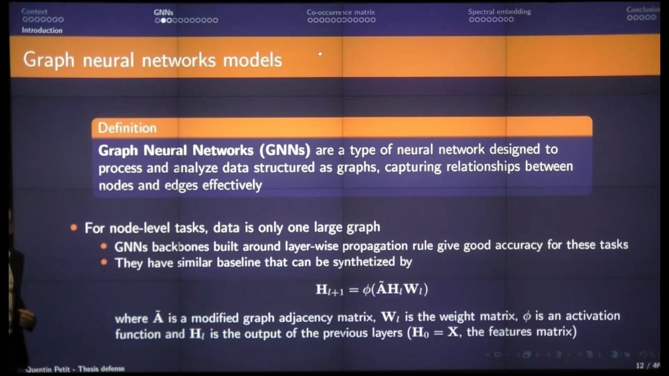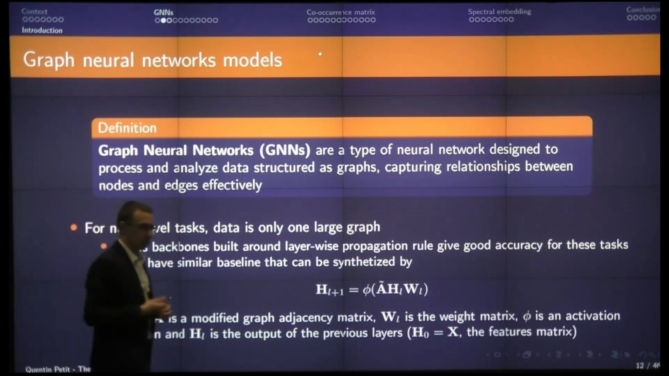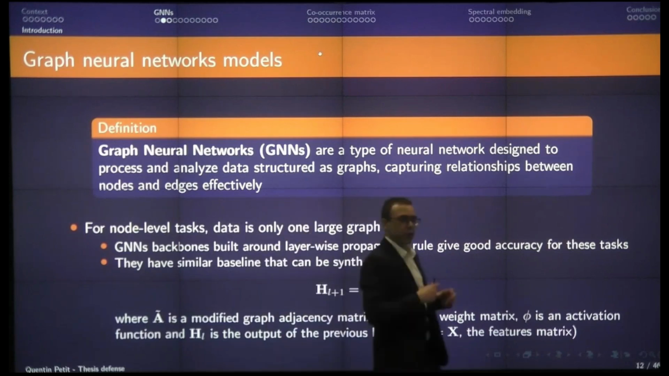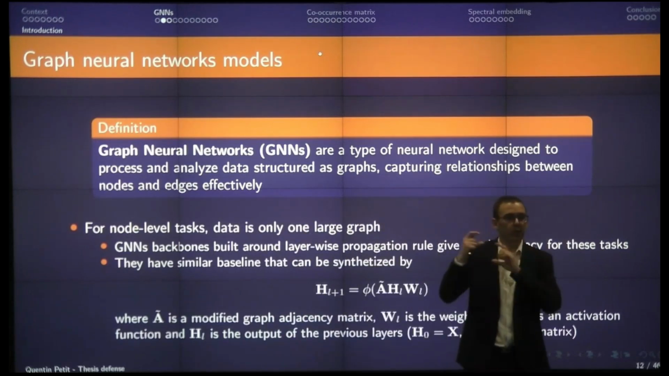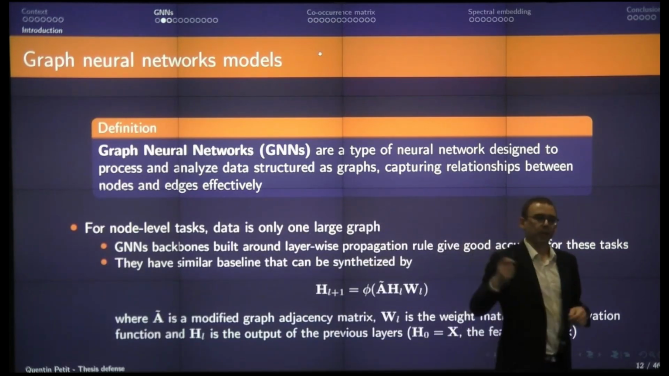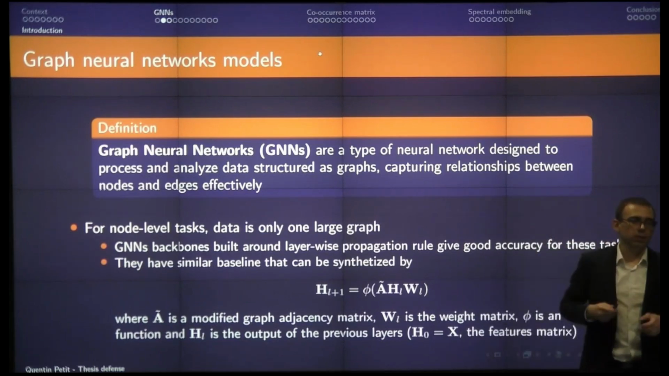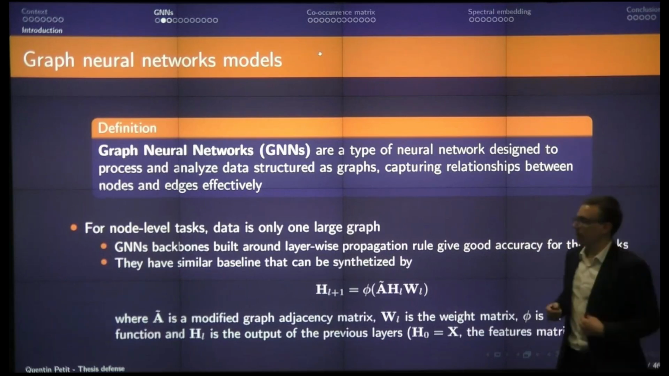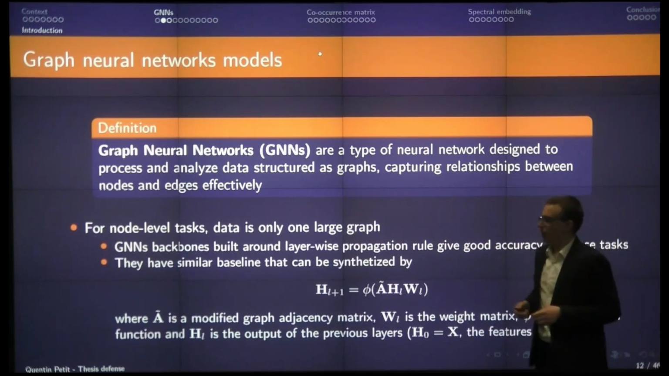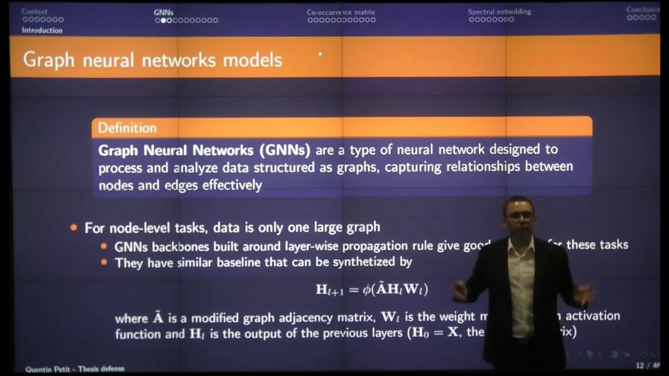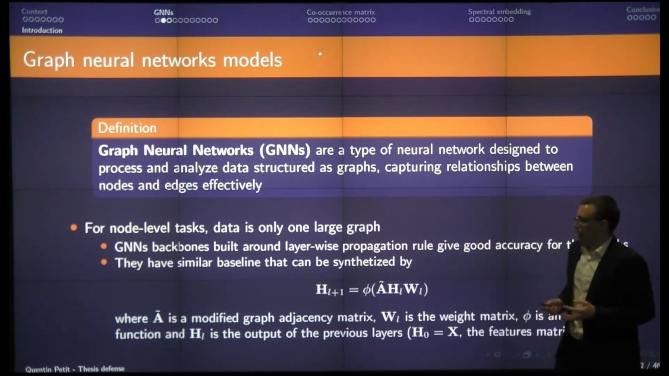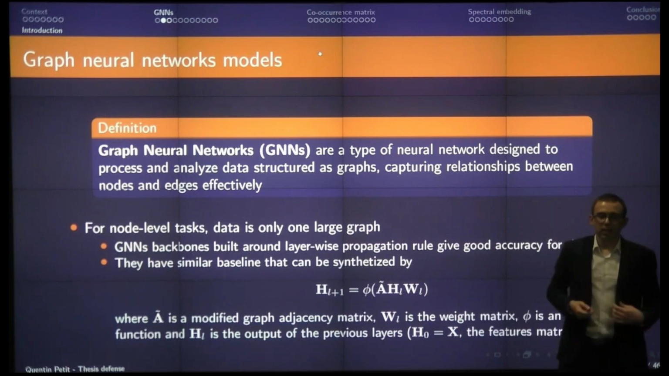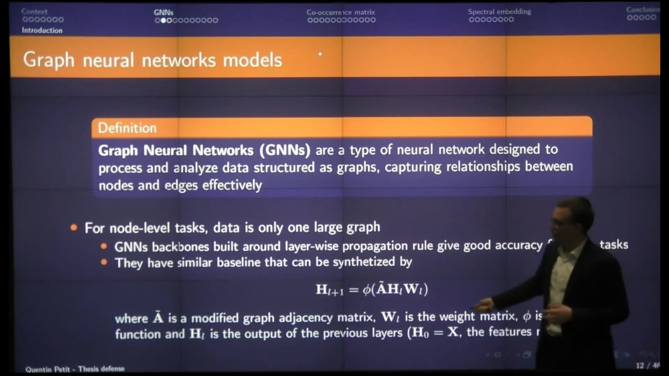For example, if you want to make a prediction, you create a graph where each node of the graph is a human, and you connect them if they know each other in the real world. If you want to make a prediction on this graph, you will only have one large graph that would be used for the training. And in GNN, the structure of the graph is used to control the propagation at each layer.